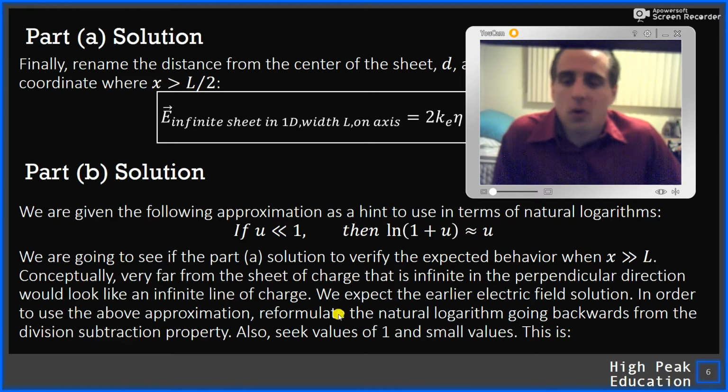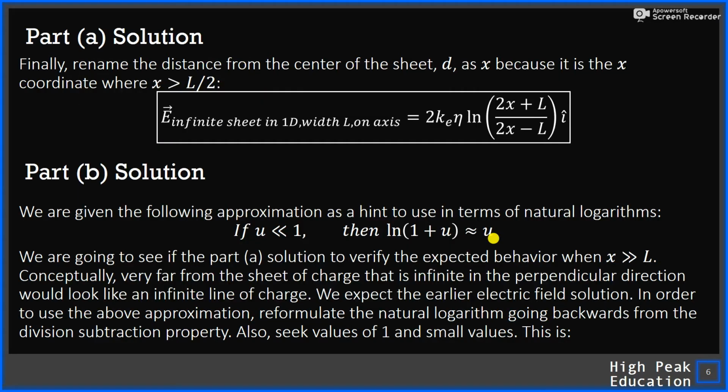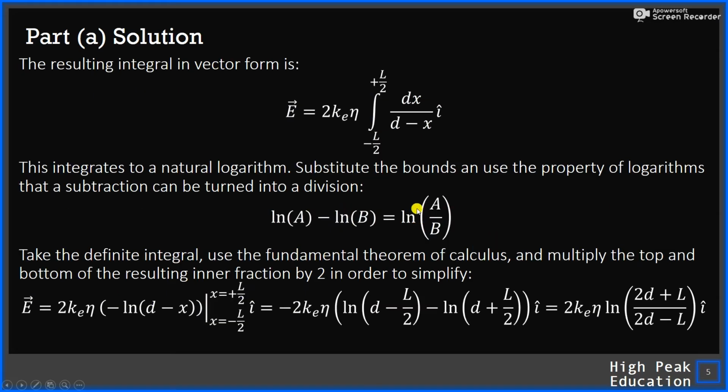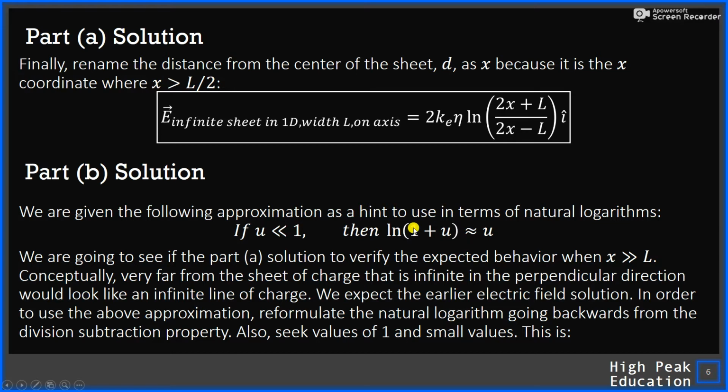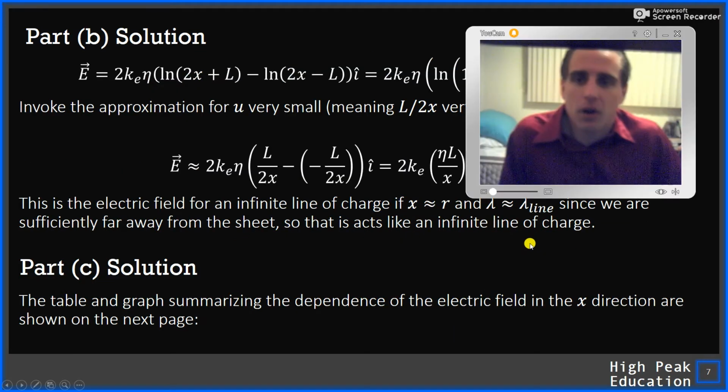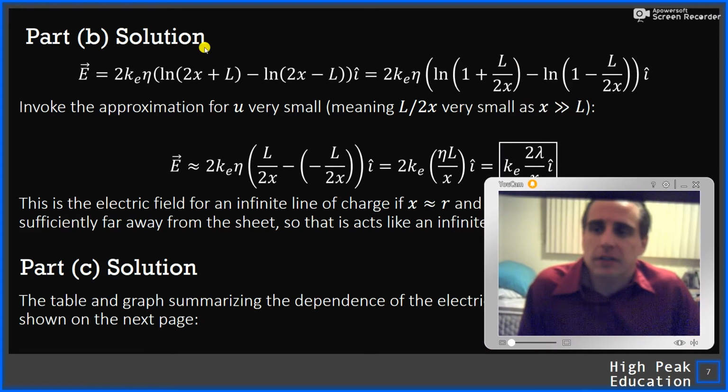And furthermore, to use this approximation of ln 1 plus u approximately u, we have to go back to the logarithm property that we had before and go backwards, and then write things in terms of a 1 plus u. So how are we going to do that? Well, we'll take that electric field expression we had before, break the division down into the subtraction, but then try to come up with 1s for the first terms and L over 2x's for the other terms.